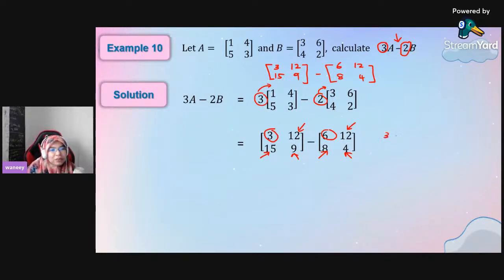Okay. Baiklah, saya tulis kat sini. Saja memanjangkan masa. And then 9 minus 4.